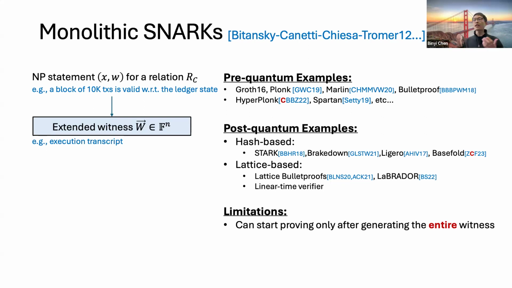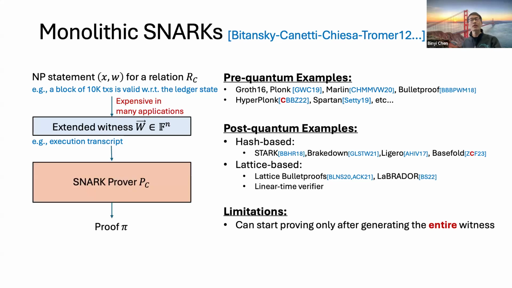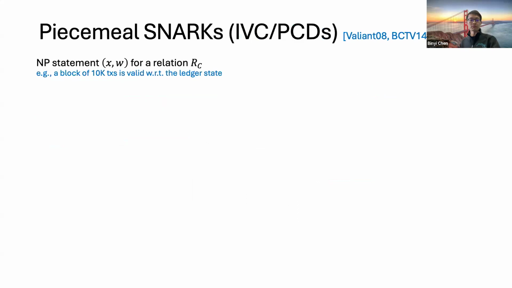And usually for many applications, this can be an expensive process. So you already waste a lot of effort and time before you even start doing the proving. That's the first limitation. And second, because you are proving very large statements, this extended witness will also be huge. You have to feed this into the SNARK machine, so that requires a very large pool of memory. And also, unless the SNARK scheme itself is very parallelization friendly, it's hard to do parallelization.